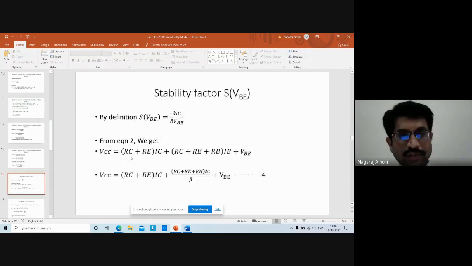In the same equation, VCC is equal to RC plus RE into IC plus RC plus RE plus RB into IB plus VBE. We know that IC is equal to beta into IB, or IB is equal to IC by beta. Therefore, VCC will be RC plus RE into IC plus RC plus RE plus RB, with IB substituted as IC by beta, plus VBE. Take it as equation 4.